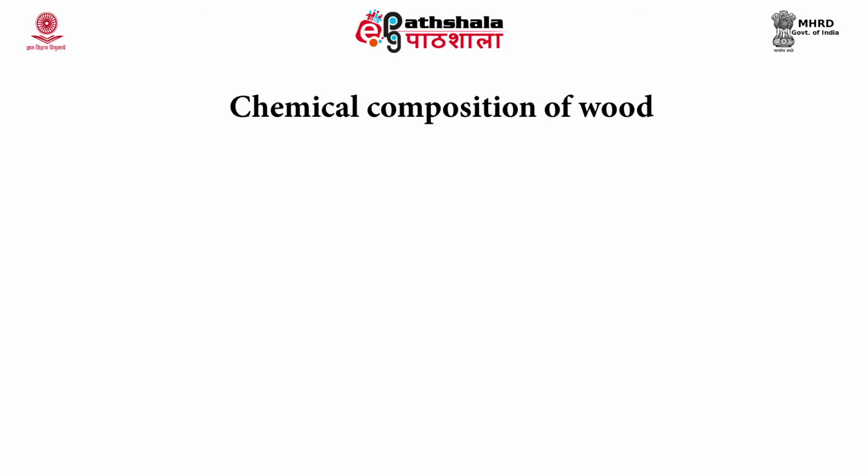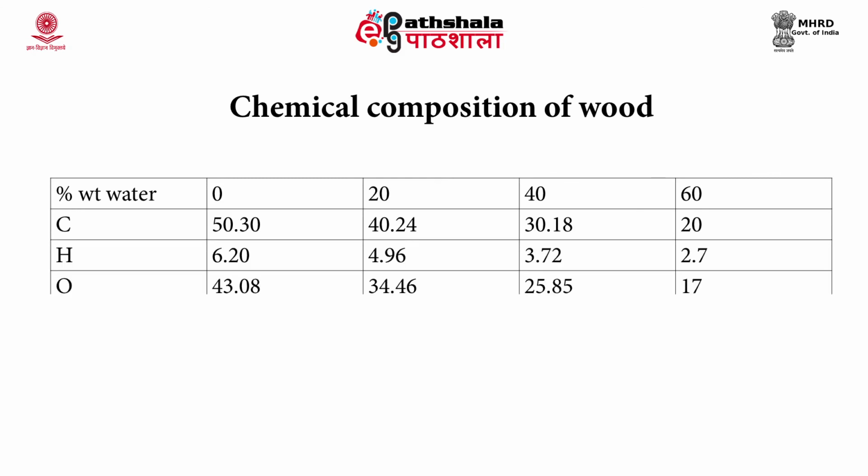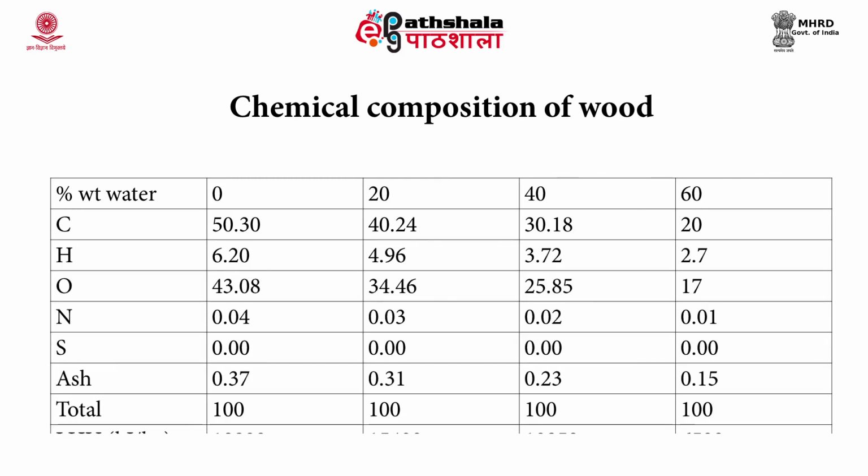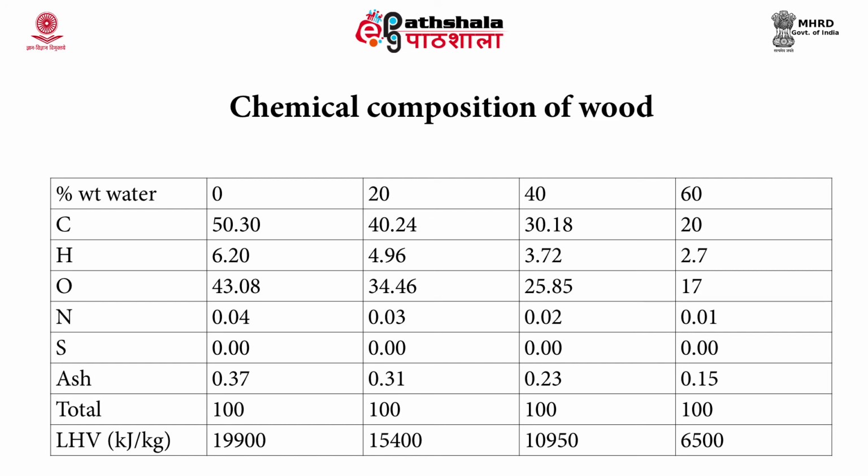You can see in this table the carbon, hydrogen, oxygen, nitrogen, sulfur and ash content of the wood with various water content. With 0% water it has a low heating value of 19,900. If 20% is present, it gets reduced to 15,400. If 40% water is there, it is around 10,950, and if 60% water is present, it produces 6,500 kilojoule per kilogram.